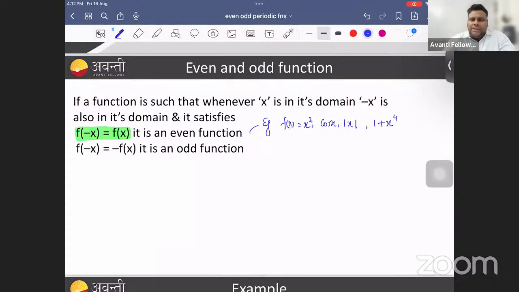And I hope this is simple and quite clear to everybody. So even functions are the functions which absorb the minus sign if x is replaced by minus x. Got it? So f(x) is equal to f(-x). So these functions are called even functions. Am I clear?